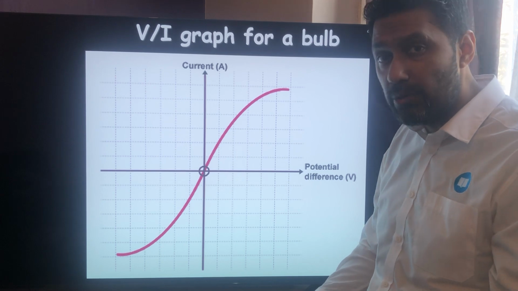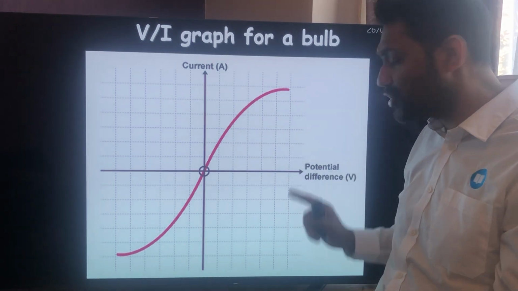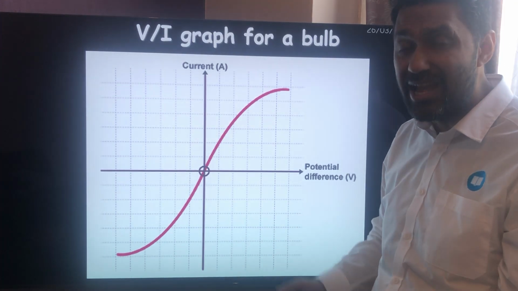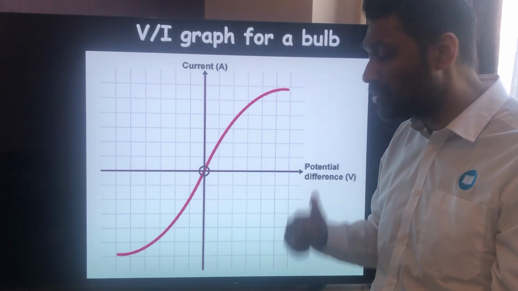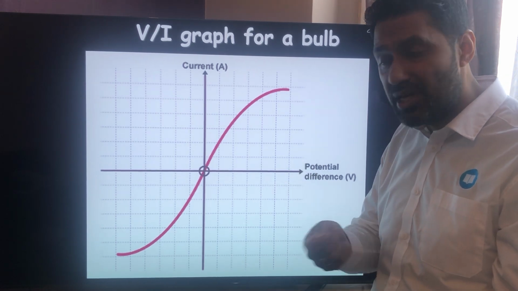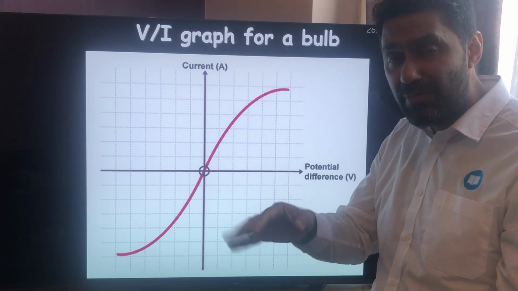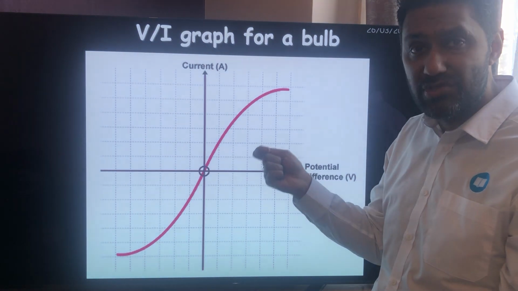Well, remember Ohm's law says that the current is directly proportional to the potential difference, the voltage applied, as long as the temperature remains constant. Now, is the temperature remaining constant here? This is a bulb, a filament bulb. And what do you know about filament bulbs? If you switch them on and put your hand on them, they get hot. So if they're getting hot, something's been happening to the resistance.